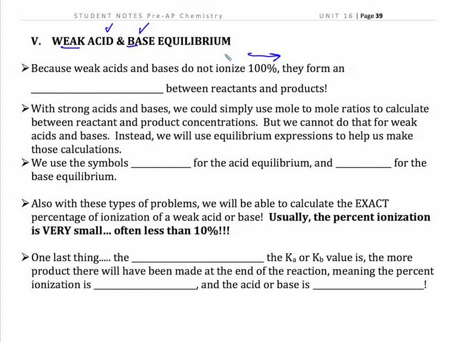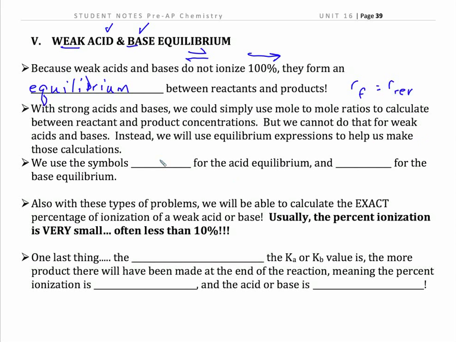So when they ionize less than 100%, we use a double arrow, and we form an equilibrium between the reactants and the products. In other words, we reach a state in which the rate forward is equal to the rate reverse. And we seem to have a steady state situation, at least on the visible order of magnitude.